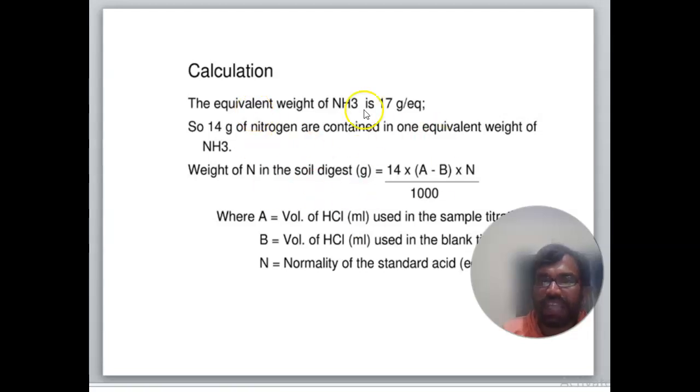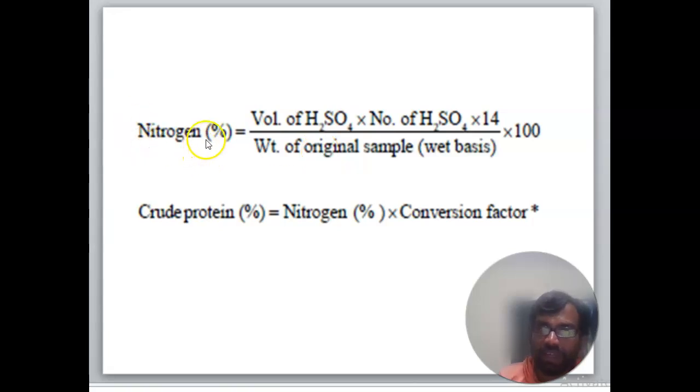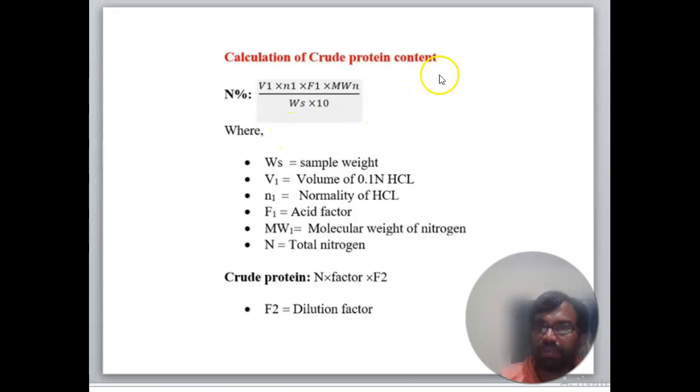And you can see how this calculation is done. The equivalent weight of ammonia is 17, and 14 grams of nitrogen is contained in one equivalent weight of ammonia. So the weight of the nitrogen in the digested sample is found using these formulas. Another formula: percentage of nitrogen equals volume of H2SO4 times normality of H2SO4 times 14, divided by the weight of the original sample, times 100. Crude protein is equal to nitrogen times the conversion factor. Using this formula you can find the crude protein content.